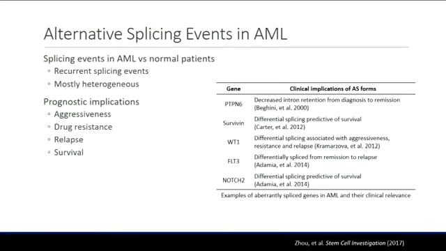Some of these are recurrent splicing events that are seen through at least a significant portion of AML patients, but just like the different cytogenetic and gene mutation events, it's a very heterogeneous landscape where patients can harbor different combinations of aberrant splicing events. And like I said, a lot of these have different prognostic implications, including aggressiveness. They can be associated with drug resistance, relapse, and survival.